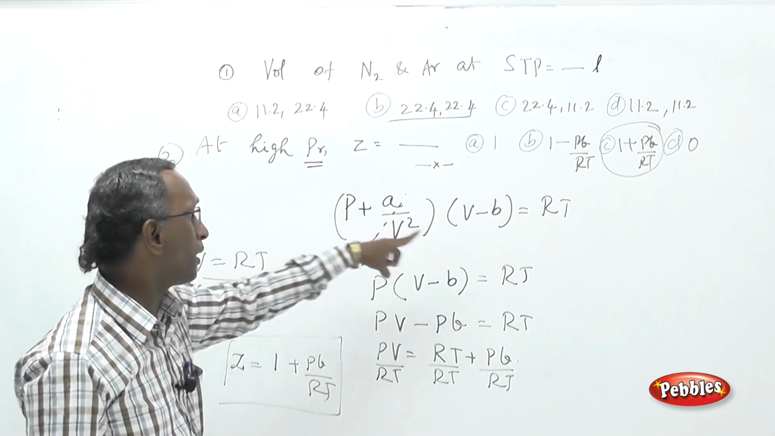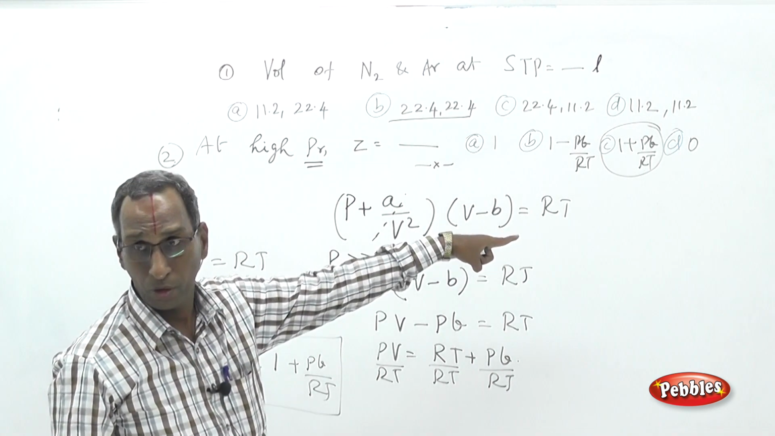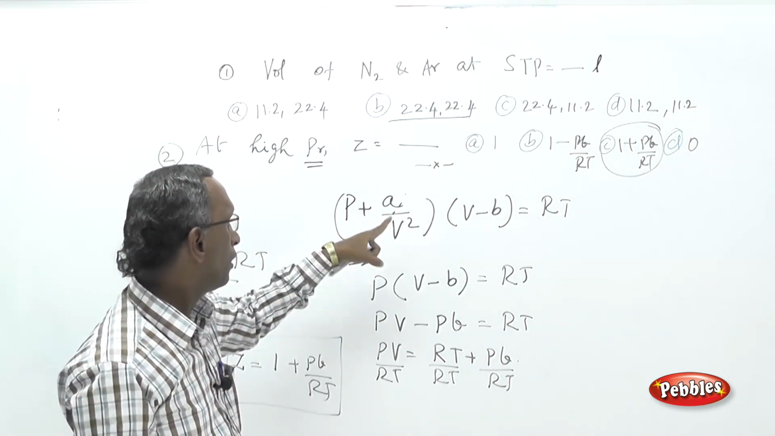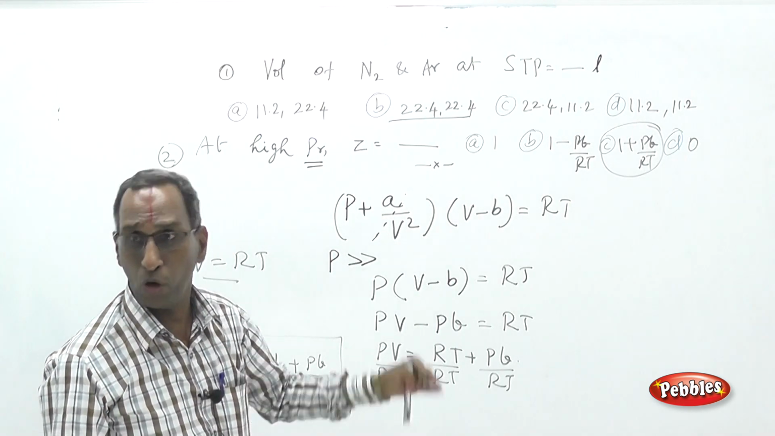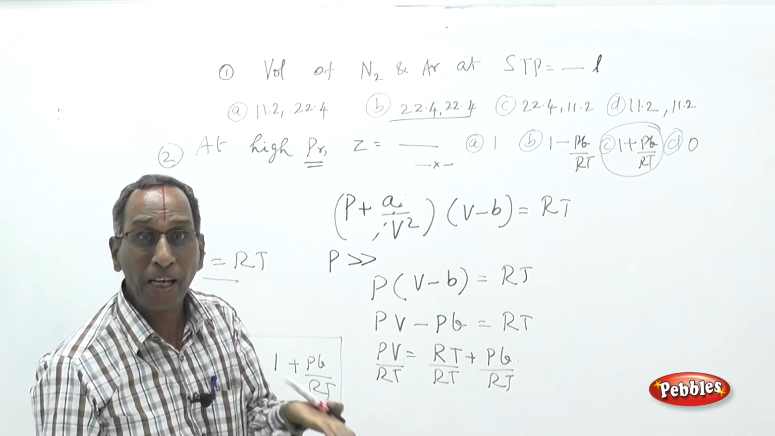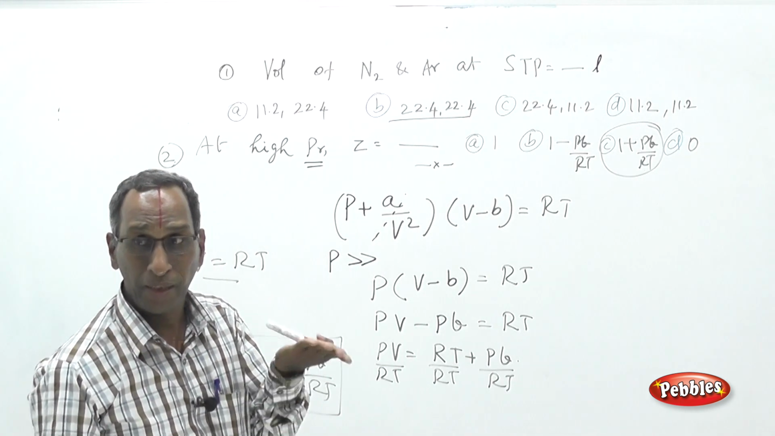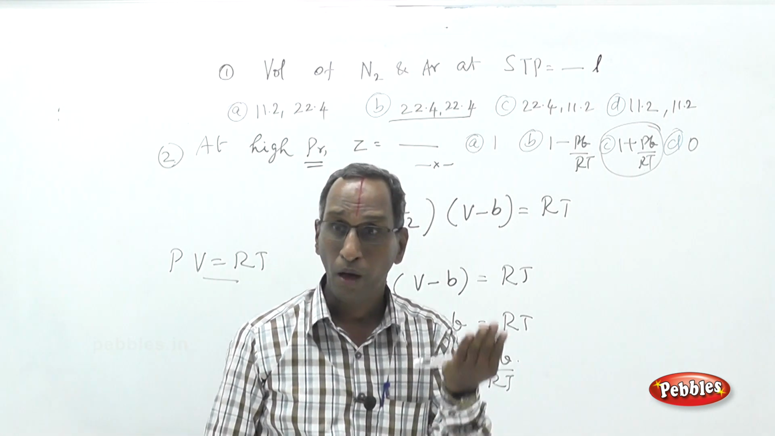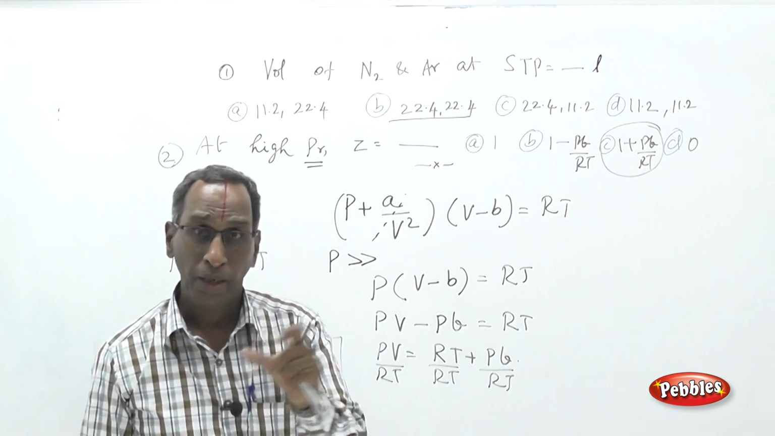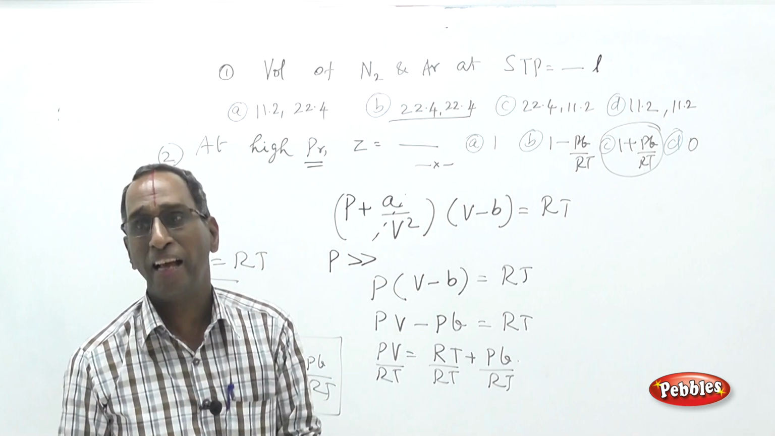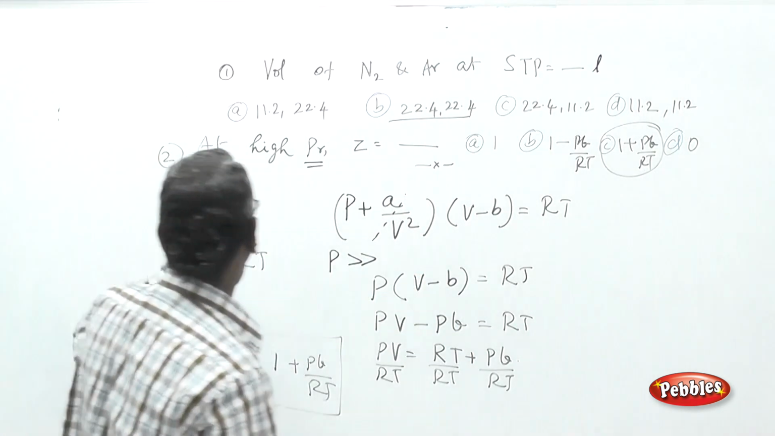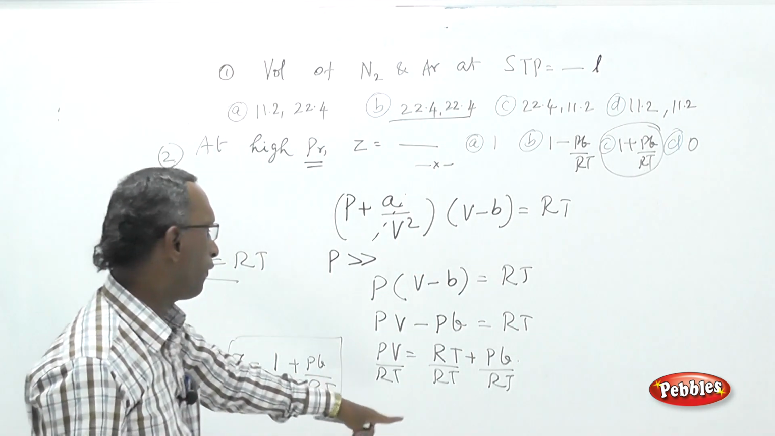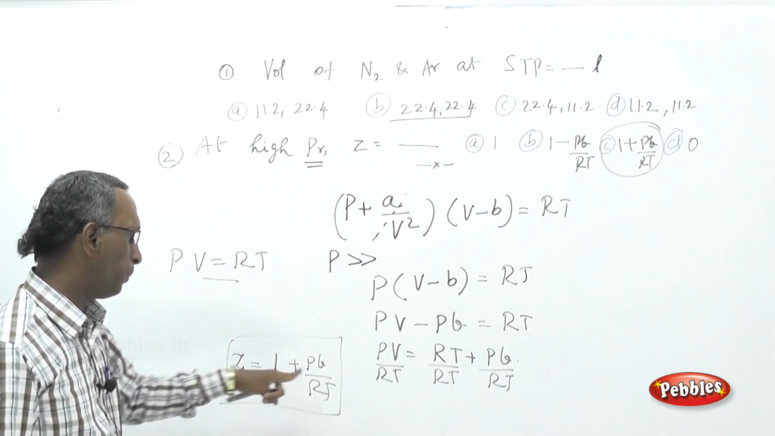In the case of low pressure, the volume is very high. If volume is very high, a by V squared is very low. Under this case, you have to properly take into account whether a term comes in the denominator or numerator, in addition or otherwise. In every case it cannot be neglected. So for this question, at high pressures the compressibility factor is given as 1 plus Pb by RT.